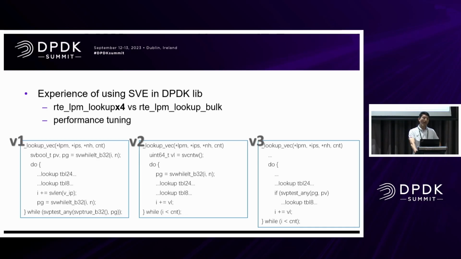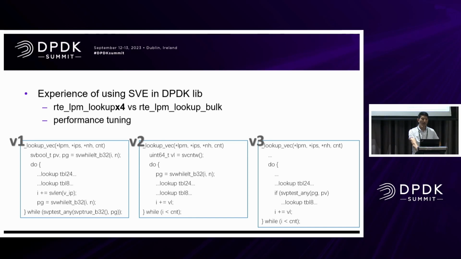And next we go to some experience of integrating this feature into DPDK. I worked on the LPM library. When we check the LPM library, it already has some vector implementations. Previously, the vector implementation was used in a lookup API. But this API is tailored for 128 vector length.